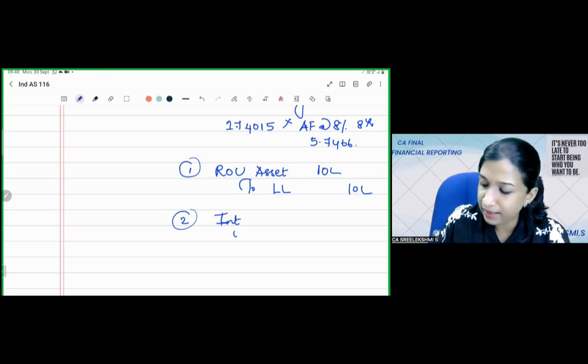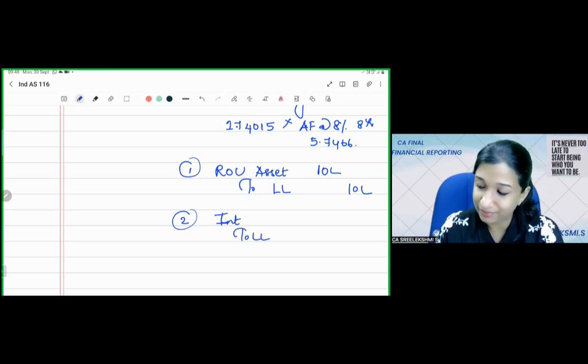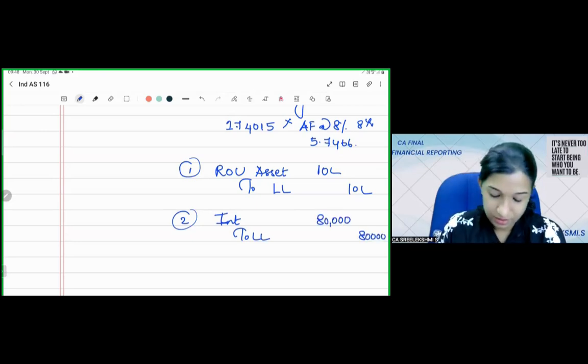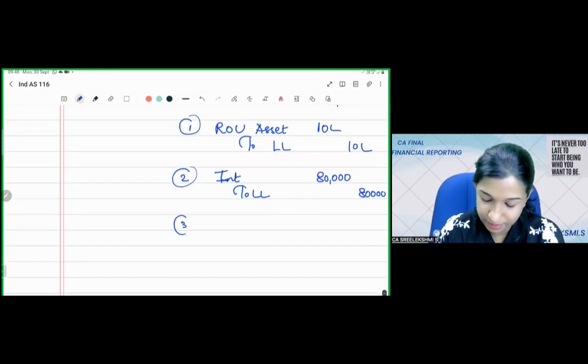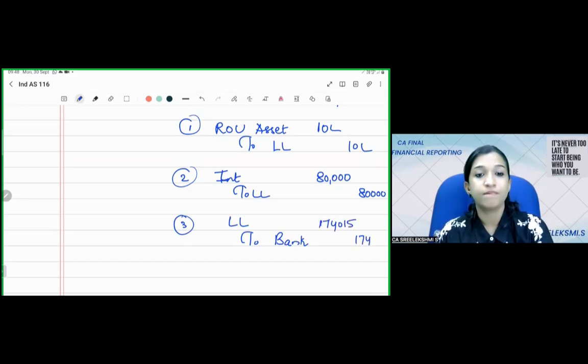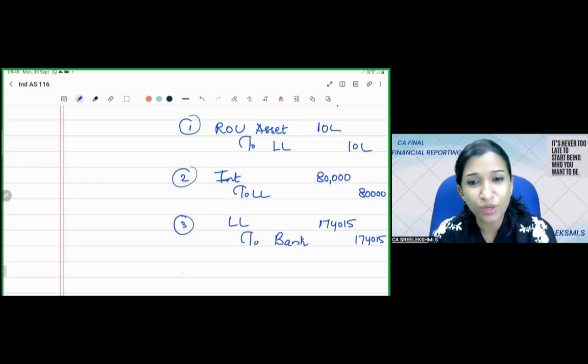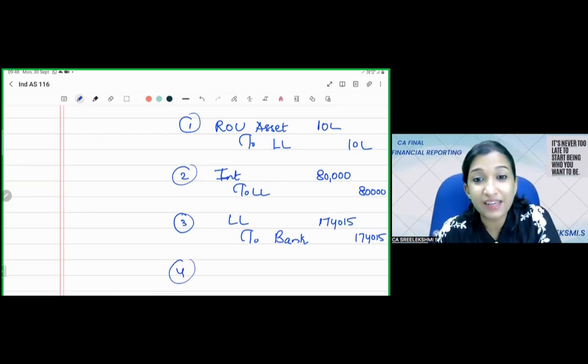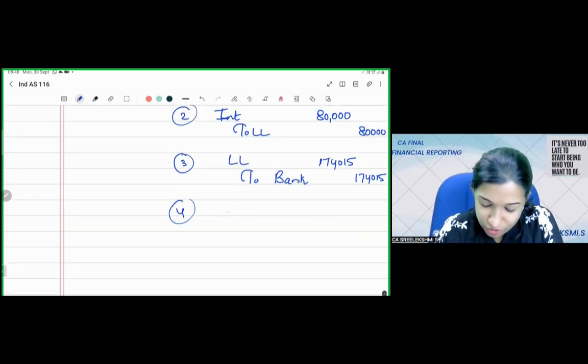How much? 10 lakhs into 8%, so 80,000. Being the interest unwinded. Now lease liability to bank. Is it enough to give only this? Lease liability to bank 1,74,050, alone only you are required to pay? No. Then for the balance 5 lakh, cost of SOPs or expense to bank.